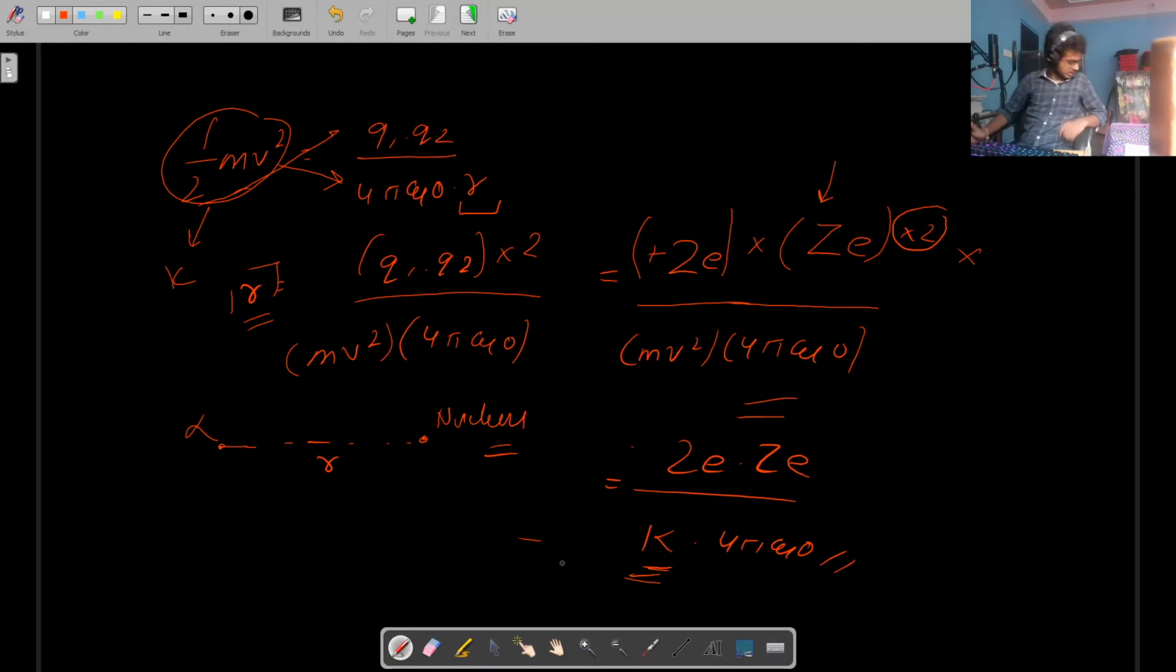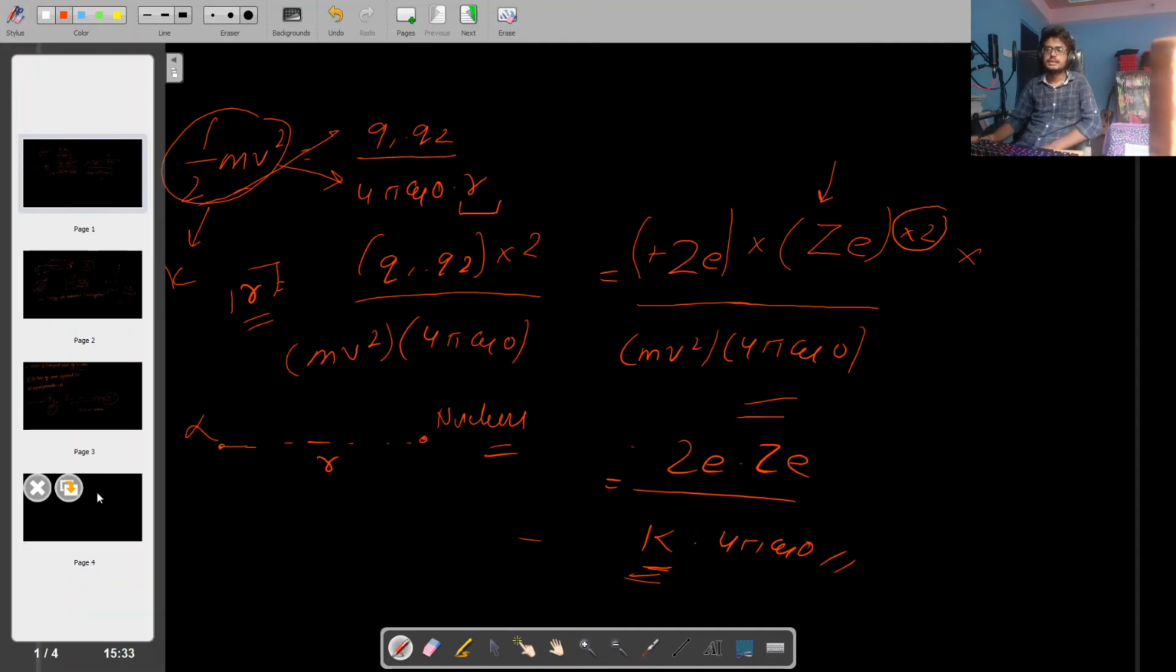Now we need to find the impact parameter. There is no derivation for the impact parameter. There is a straightforward formula for this, and I think you need to know this. Page 4. Impact parameter, I told you already. Let us assume that this is the bigger nucleus. Let us have three cases. And the third case is somewhere here.